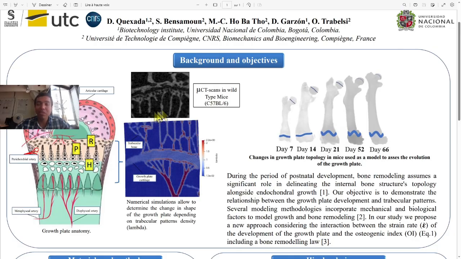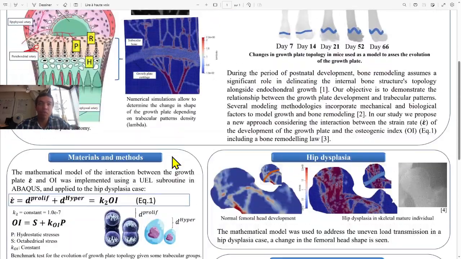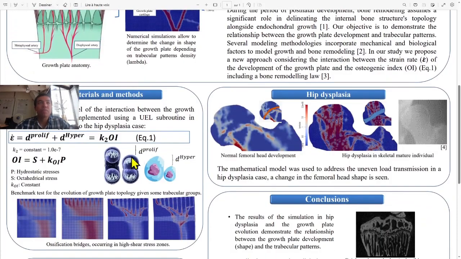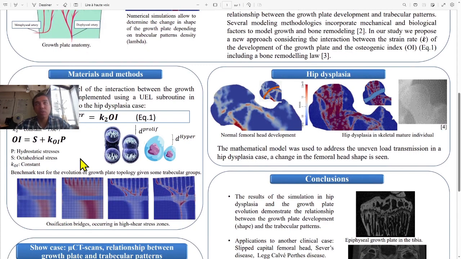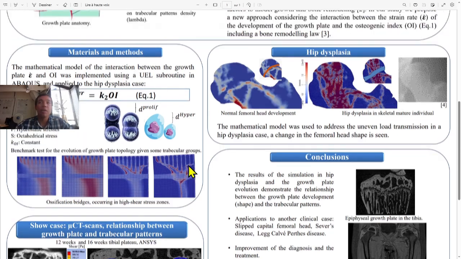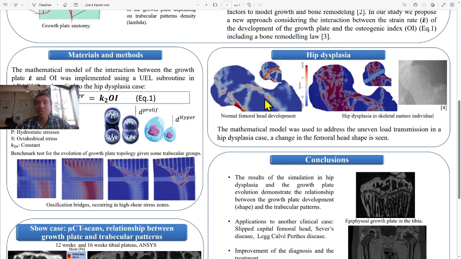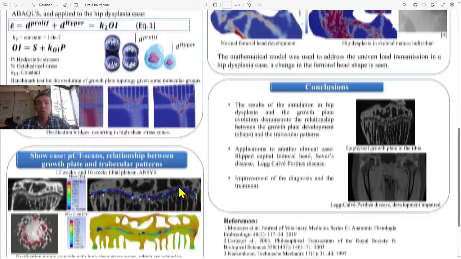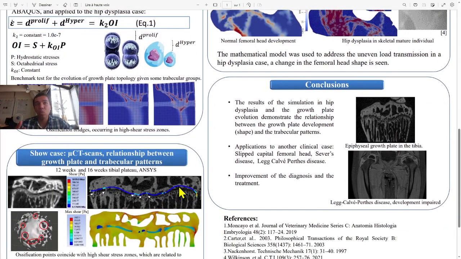We use micro-CT scans to validate the approach that we developed based on the works of Carter and Wong, and we used our model to study different diseases affecting the growth plate, such as Legg-Calvé-Perthes disease, Sever's disease, slipped capital femoral epiphysis, and even hip dysplasia, which we use as a study case. And furthermore, we want to shed light on how the change in shape is determined by ossification bridges and the high shear stress zones in the vicinity of the growth plate.